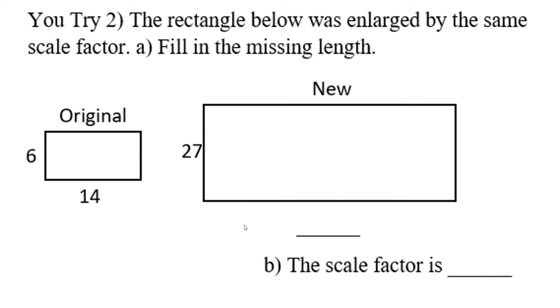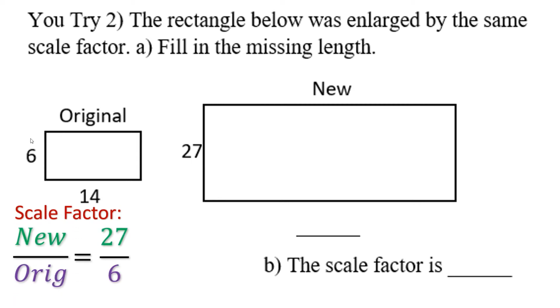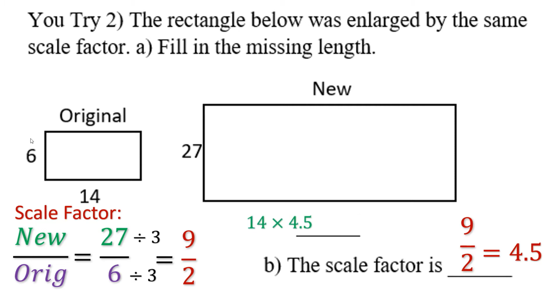You try number 2. The rectangle below was enlarged by the same scale factor. Fill in the missing length. So once again, to find the scale factor, we're going to take the new, divide by the original value. 27 divided by 6. You could simplify it to get 9/2, or if you divide in your calculator, 9 divided by 2 is 4.5. So 6 times 4.5 is 27, and 14 times 4.5 is 63. So the unknown length is 63.